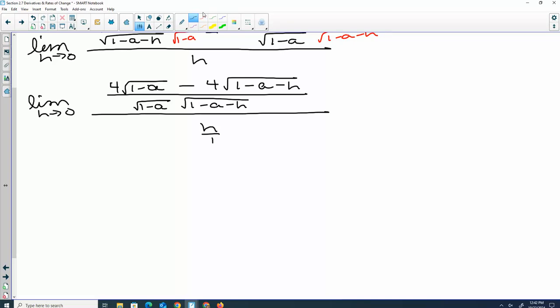If you want to make it just a touch easier, you have an option. You got that 4, let's take out our 4. So we would have 4 times the square root of 1 minus a minus the square root of 1 minus a minus h.